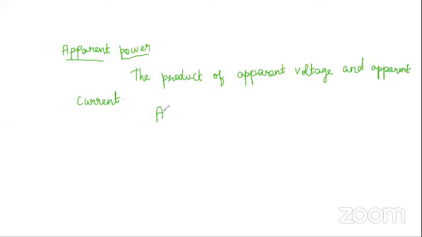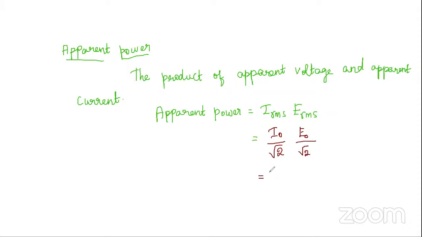So apparent power is given by IRMS into ERMS. And of course we know very well, IRMS is nothing but I naught by square root of 2, and ERMS is nothing but E naught by square root of 2. So this will be E naught I naught by 2. Okay, the apparent power.